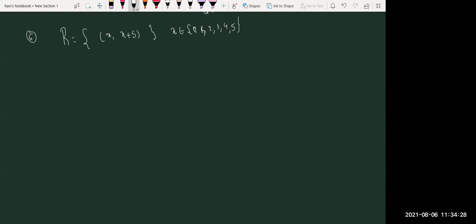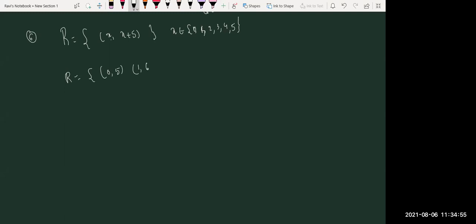Substitute x is 0, you will get 5. If x is 1, it means 1 comma 6. 1 comma 6 you'll get. So 1 comma 6 is not there, right? Yes, sir. It is not possible. One second, let me see that.